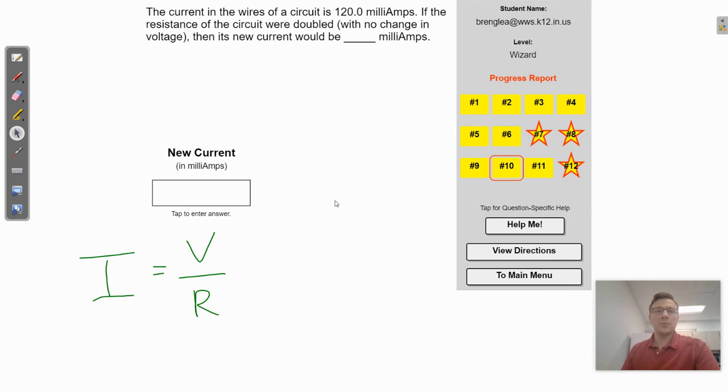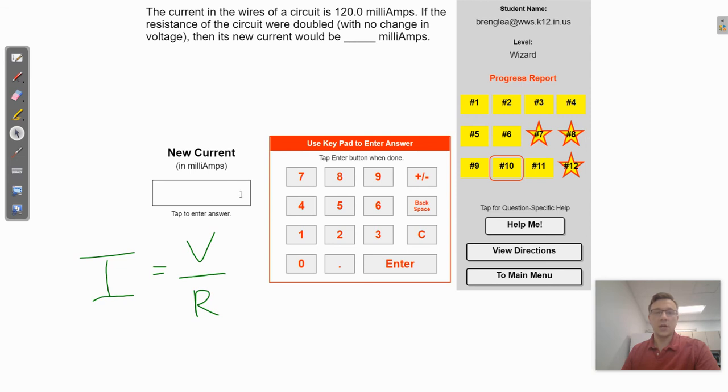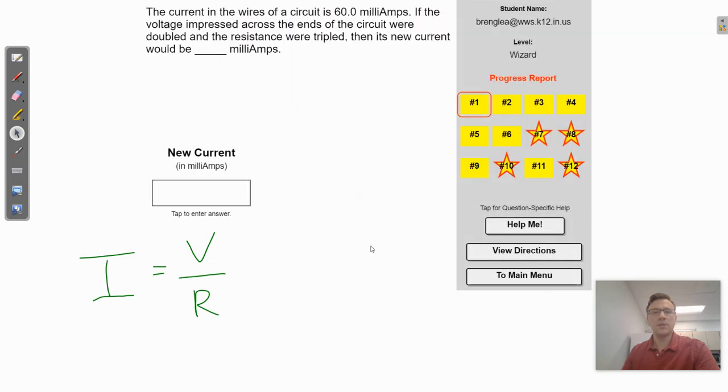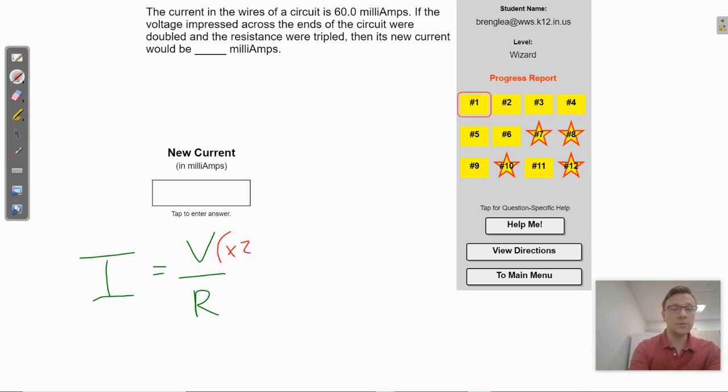120 milliamps, resistance is doubled, and nothing to the voltage, so that's going to cut our current in half. So it is going to be 60 milliamps here. I'll try to get one more that has a double change. Yes, okay, we've got one here. So current of the wires is 60 milliamps if the voltage is doubled and the resistance is tripled. So voltage is multiplied by 2 and resistance is multiplied by 3.